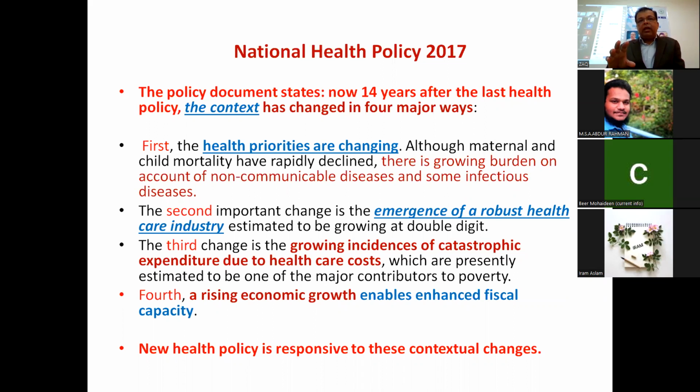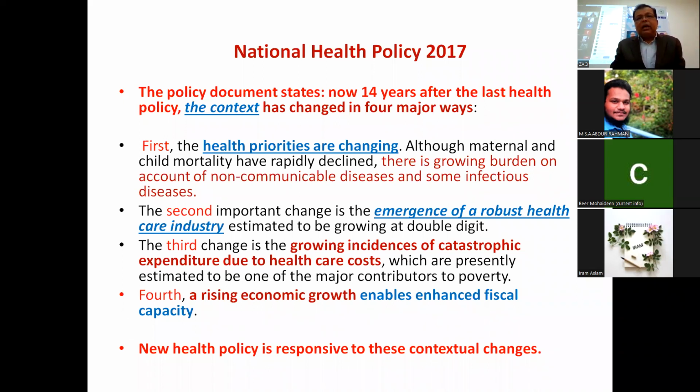The second important thing is the emergence of a robust healthcare industry. By now, we are already having a robust, that is a viable healthcare industry. When we are talking about healthcare industry, that means we are talking about not only the government machinery, but also the private machinery, right? The corporate system, the private industry, the private clinics, hospital system, etc. That means the burden on the government hospital could be lessened and the corporate hospitals, private hospitals could be included for achieving the goals of ensuring health for all, right? That is the second important priority.